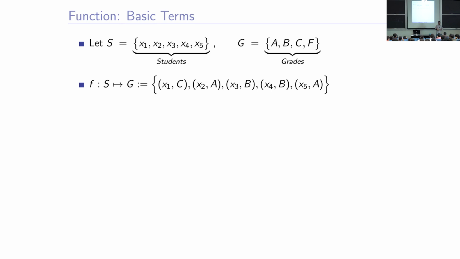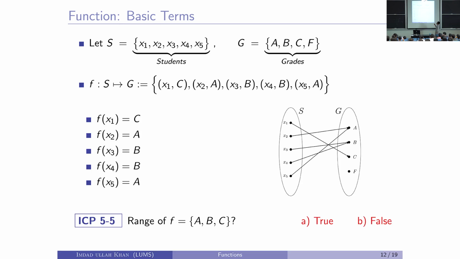Okay. So some basic terminology that we established. Let's do this with the same examples that we discussed. This is how we can make a function. This is one representation, and this is another representation. What is the range of this function? The set A, B, C, right? Because A is the image of x5 and x2, and B is the image of x3 and x4, and C is the image of x1.